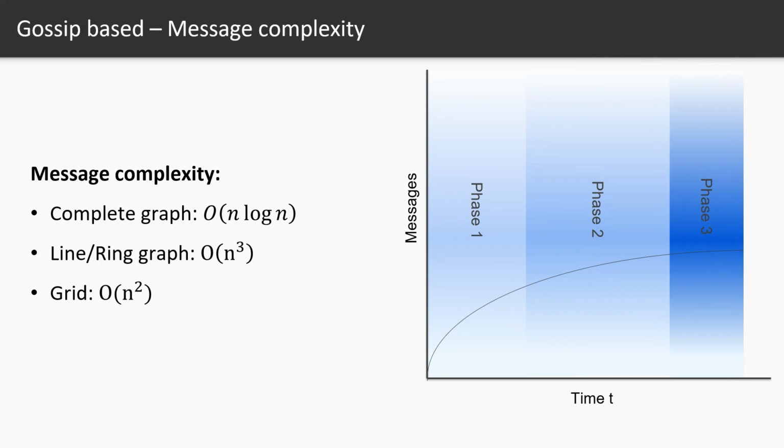So the message complexity for the complete graph is logarithmic in the number of nodes. And for the line and ring graph, it's n to the power 3, and n to the power 2 for the grid, where n is the number of nodes.